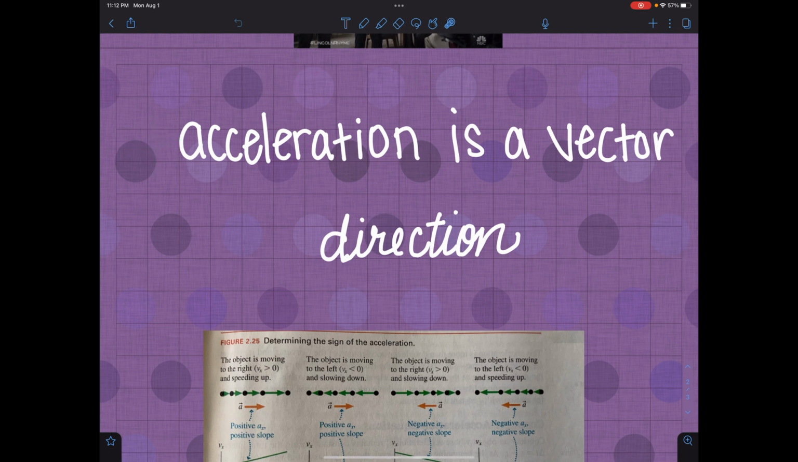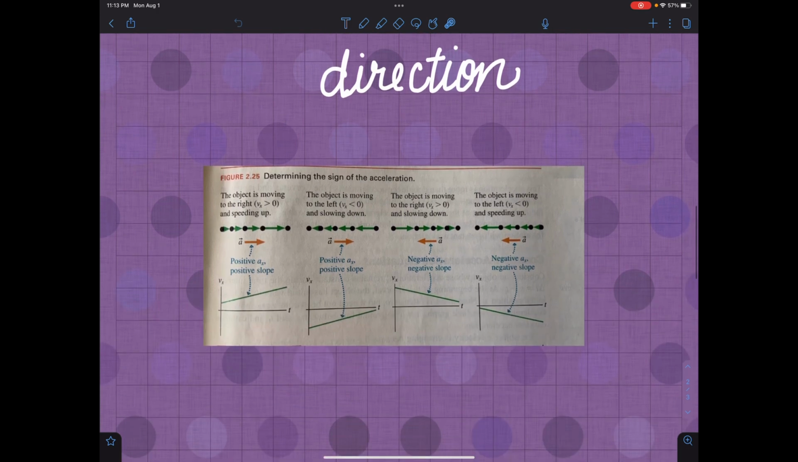Remember how we talked about velocity? With velocity, if you go to the right or if you go up, that's just by convention going to be a positive velocity. So that's true for acceleration too. If you're speeding up and going to the right, then that's positive. If you're speeding up and going up, that's also positive. But let's look at these other examples for when it gets a little bit more complicated.